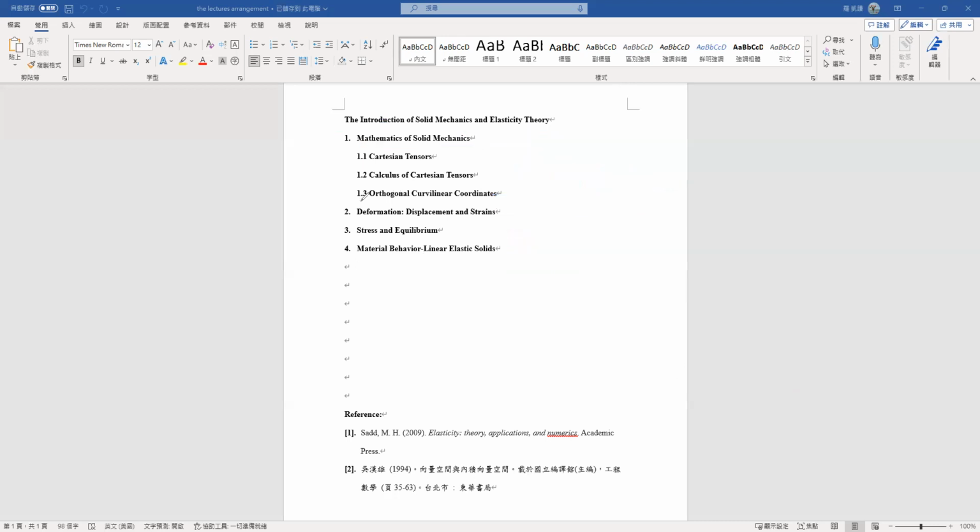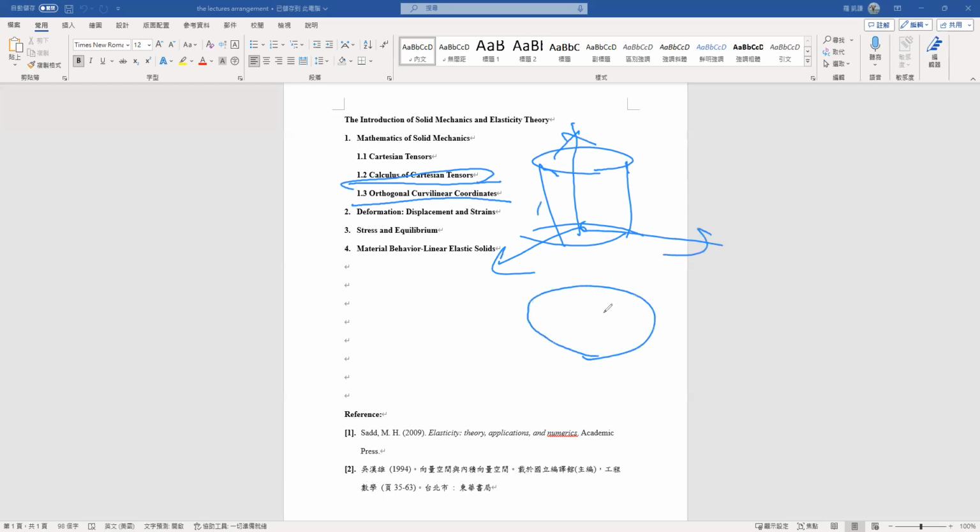And we will talk about the Cartesian tensor. First, we will talk about the Cartesian coordinate tensors. And then we talk about the curvilinear coordinates, like cylindrical coordinates and spherical coordinates. These are two main curvilinear coordinates, transformed by the rotational matrix multiplied with Cartesian tensors.